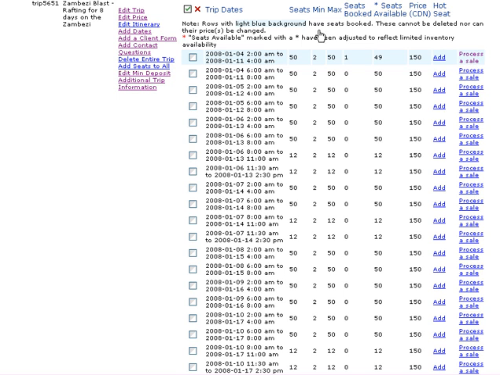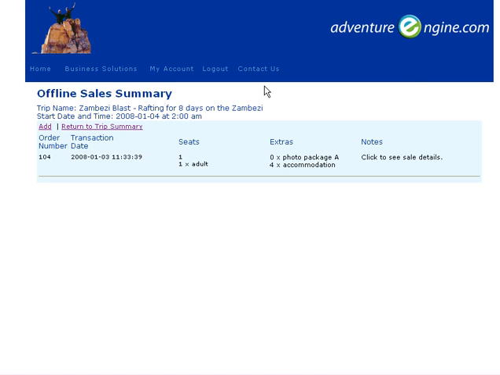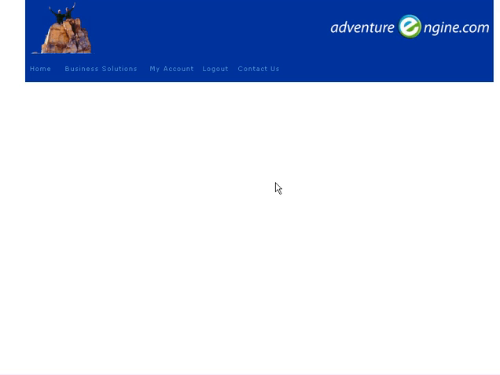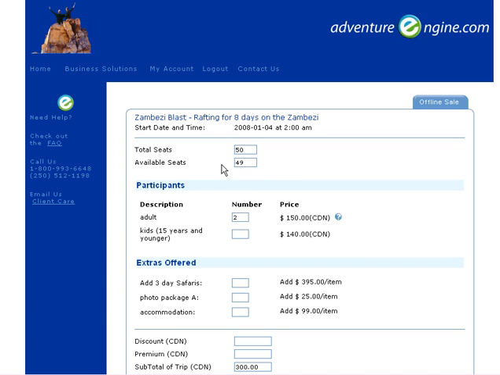So as an agent or as a staff member, I would just see this section. I would go in and I would add a sale. I can see right away how many seats are available. I can choose the number of participants and any other discount areas. And I can add on extras that are available in this tour, for instance a photo package or accommodation.